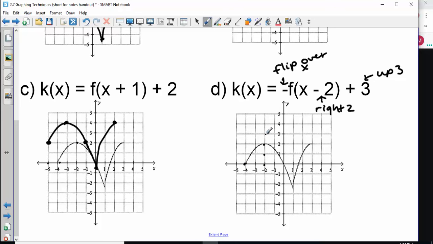Right 2, up 3. If I flip this over the x, it goes down to -2. Right 2, up 3. Take my 0, 0, flipping won't change it. This is 1, -2.5, so when I flip it goes to 1, +2.5. Right 2, up 3, kind of goes off my graph there. And then the final one.